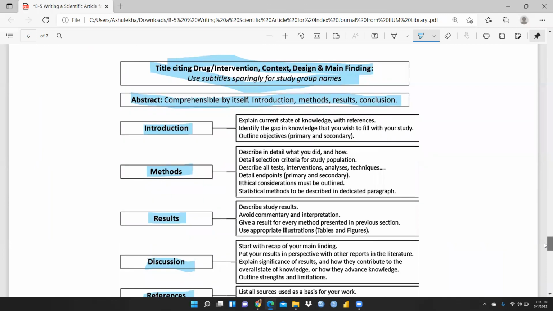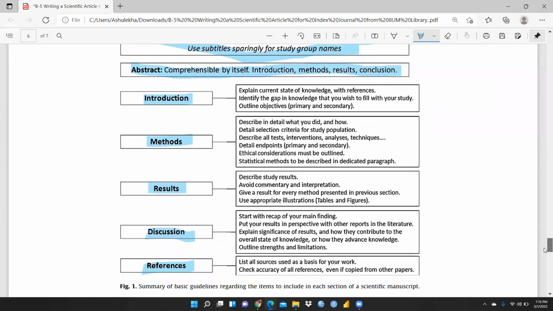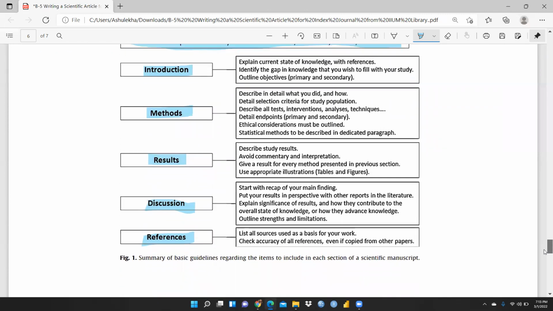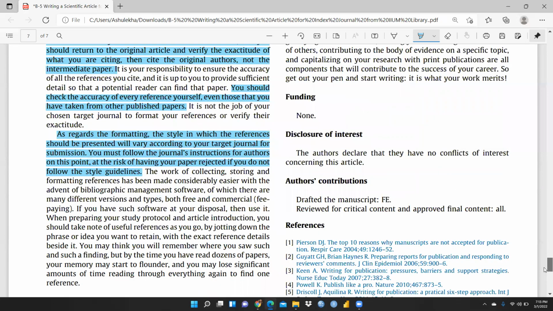This is the complete body of the paper. First you can see the title, and the next and most attractive thing is the abstract, then introduction, methods, results, discussion, and last, references. As regards the formatting, the style in which the references should be presented will vary according to your target journal for submission. Follow the journal's instructions for authors on this point, at the risk of having your paper rejected if you do not follow the style guidelines.